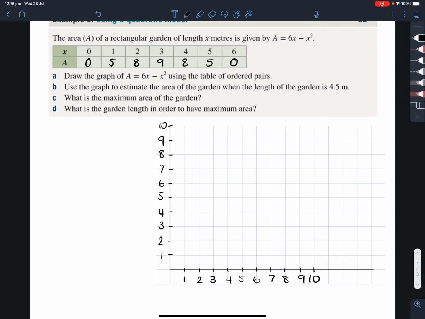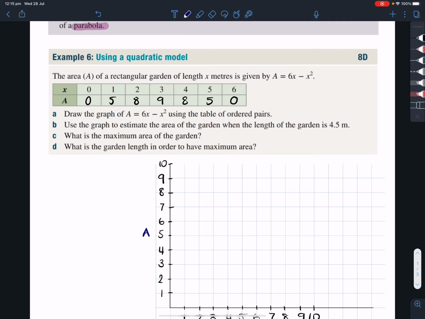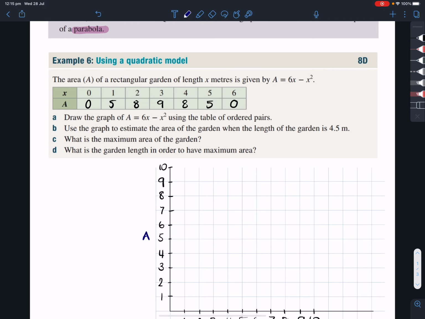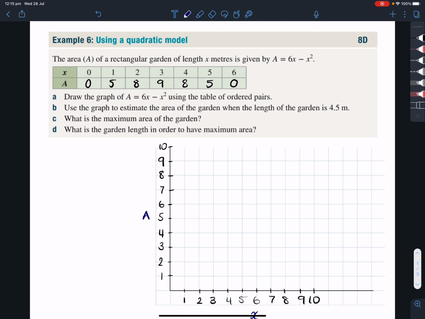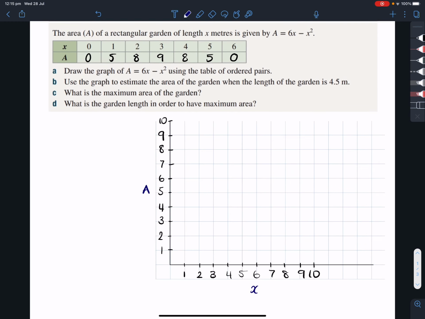Now I have set up an axis to save a little bit of time. Along the bottom is my x. Here is an A, so A is representing the area of the garden, whereas x is the length in meters of the dimensions of this rectangular garden. I'll just write that. So length.